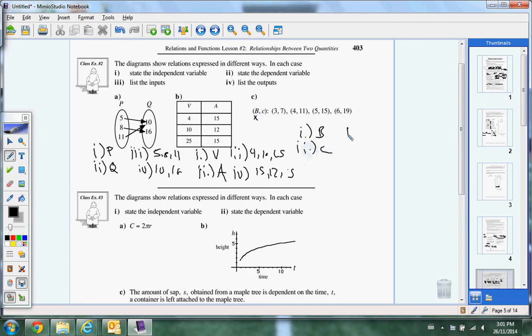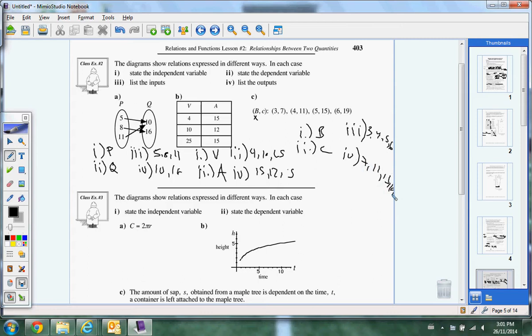C, little c, good. Josh, what are my list of B's? 3, 4, 5, 6. Yep, 3, 4, 5, and 6. And what's my list of outputs? 7, 11, 15. Yep. Okay, good.